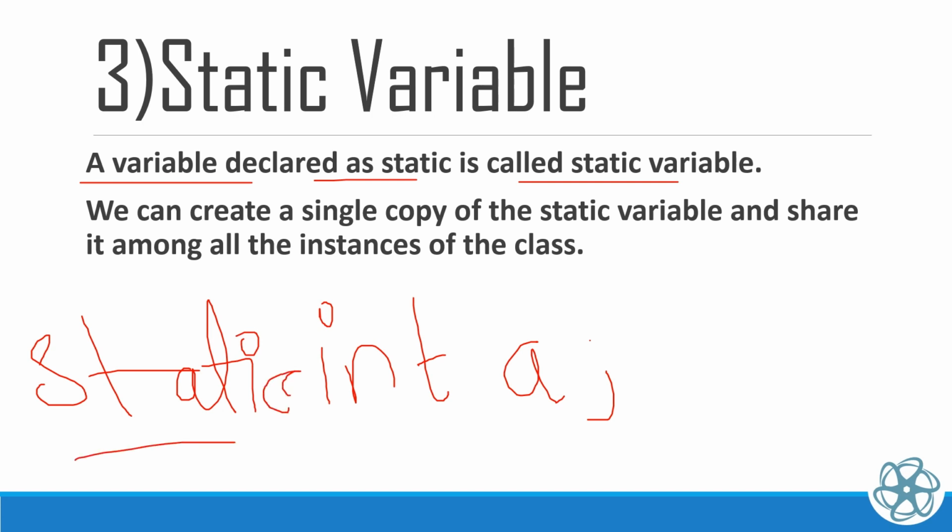These static variables we can use in any method or class. We can create a single copy of a static variable and share it among all the instances of the class. Okay, let's go to VS Code and let's write the types of the variables, how they look.